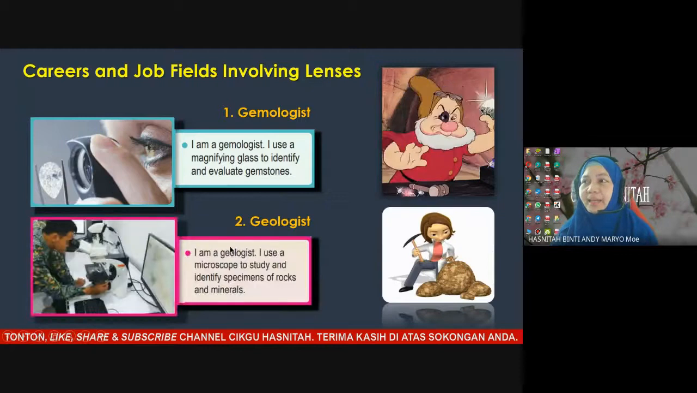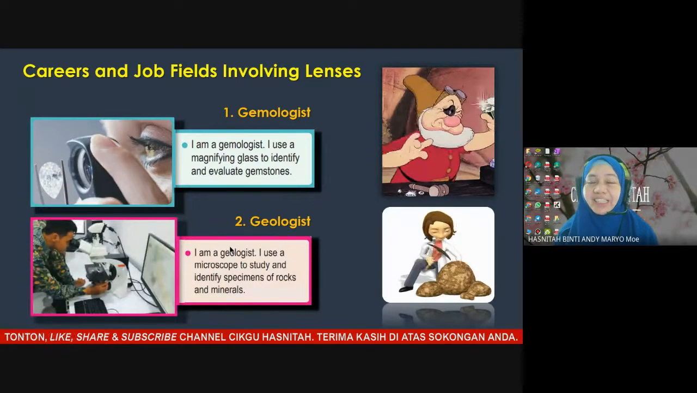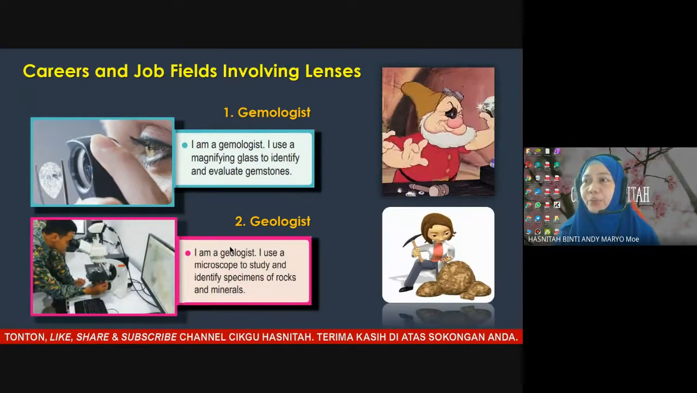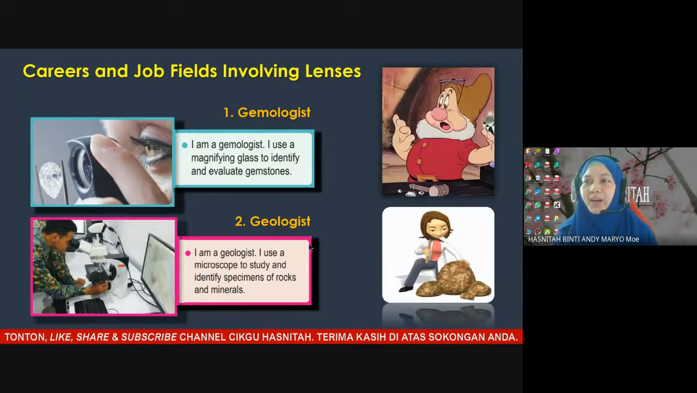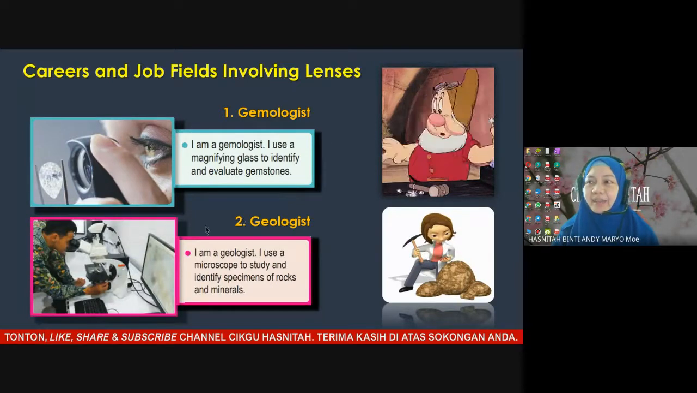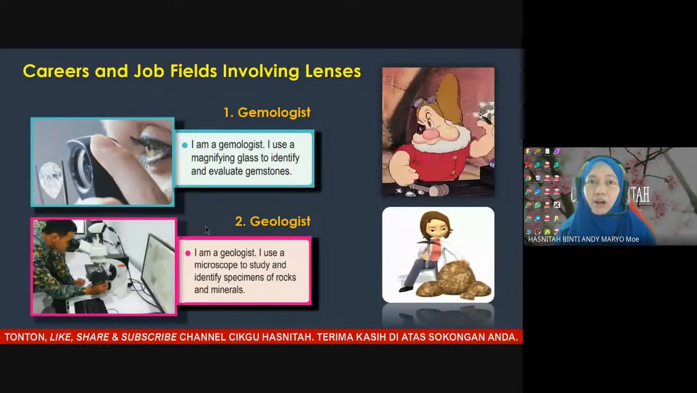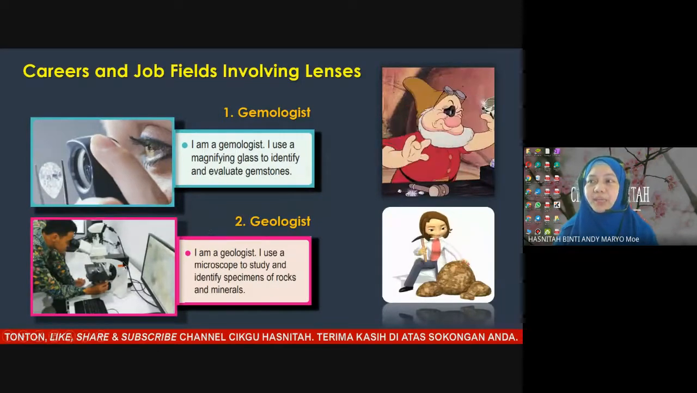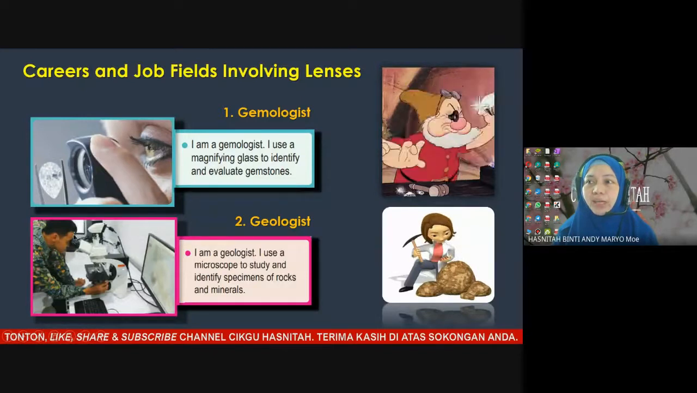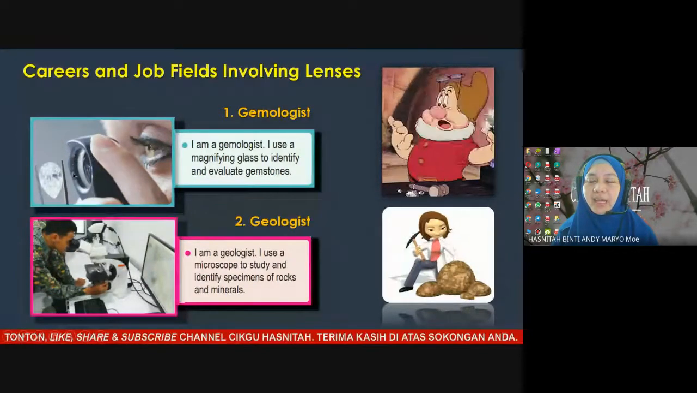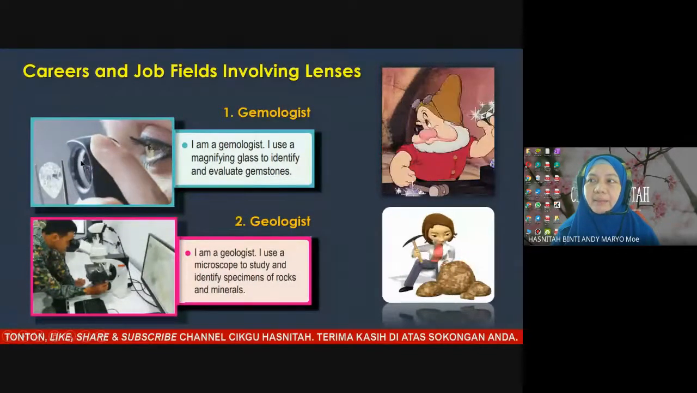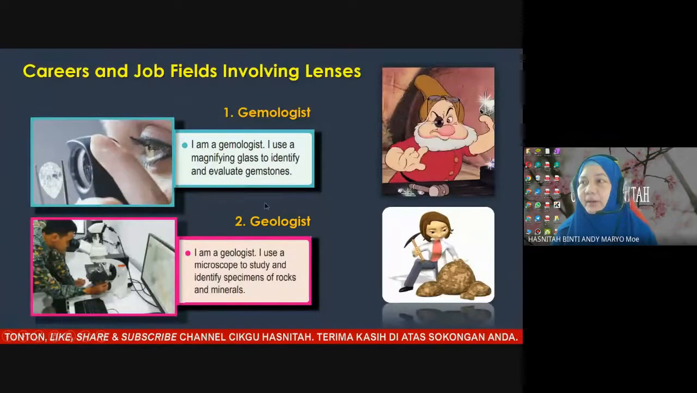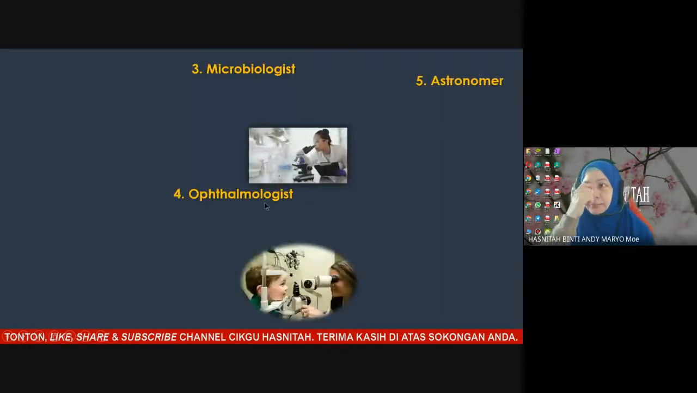Second is geologist. So what is a geologist? It is a person who is responsible for studying and identifying specimens of rocks and minerals. Geologists use lenses in the microscope here. Here you can also see the lenses applied by the gemologist. All right. Okay, welcome Yuan Han.